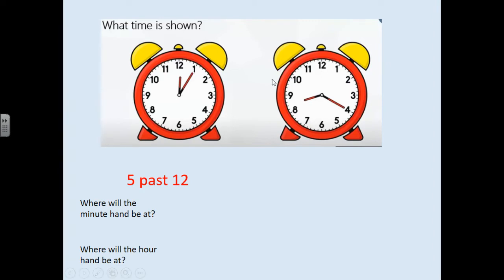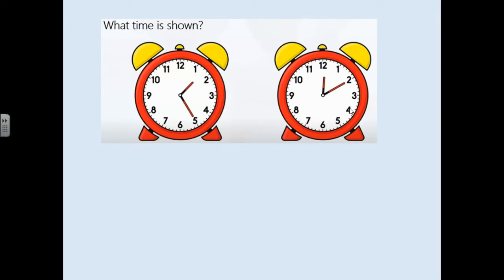Let's look at this clock here. Our minute hand is on 4. Our hour hand has gone just past 8. How we're going to count this is, we count from 12, because we know that's our starting point, and we count in 5s. So 5, 10, 15, 20. So it's 20 minutes past 8, or 20 past 8.